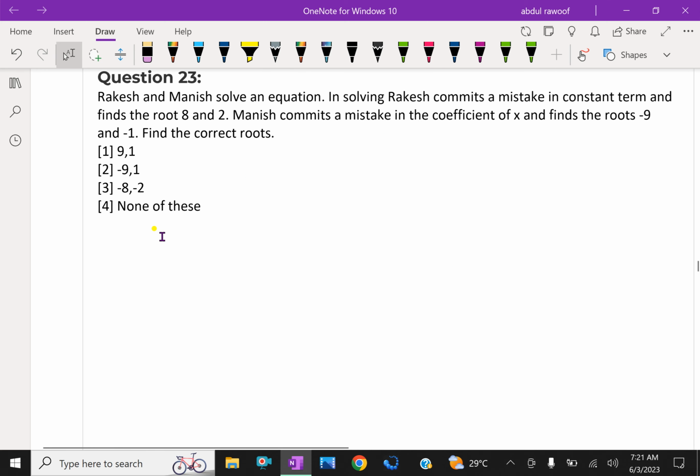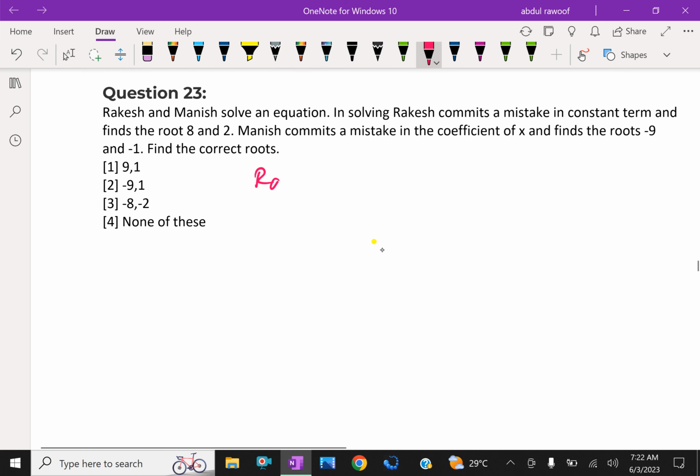Question number 23. Rakesh and Manish solve an equation. In solving, Rakesh commits a mistake in the constant term and finds the roots 8 and 2. Manish commits a mistake in the coefficient of x and finds the roots minus 9 and minus 1. Find the correct roots. Here, Rakesh's wrong equation.